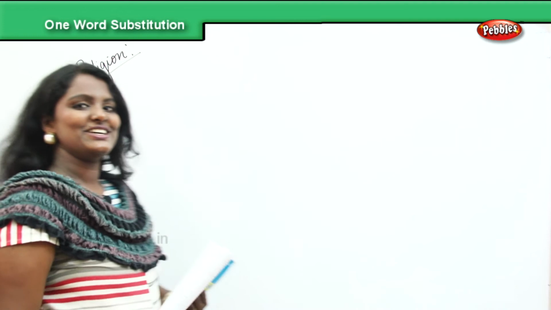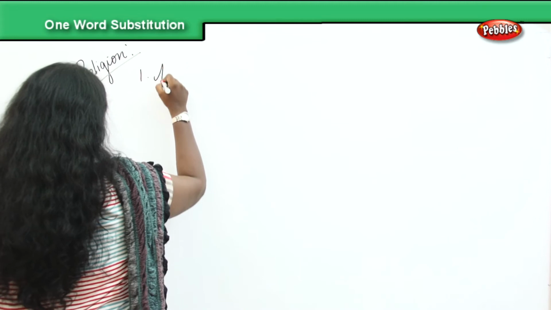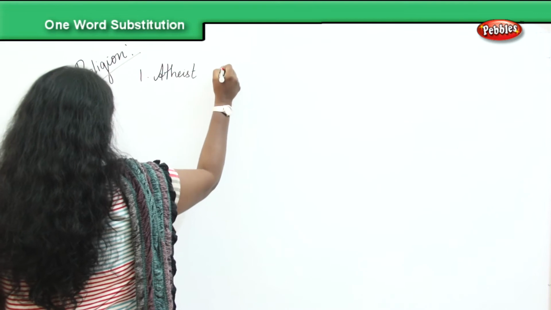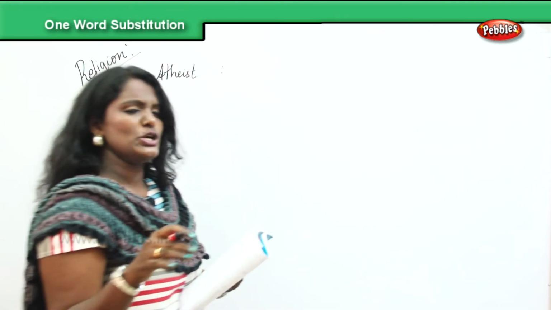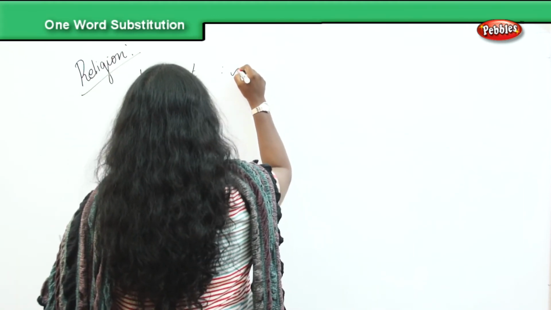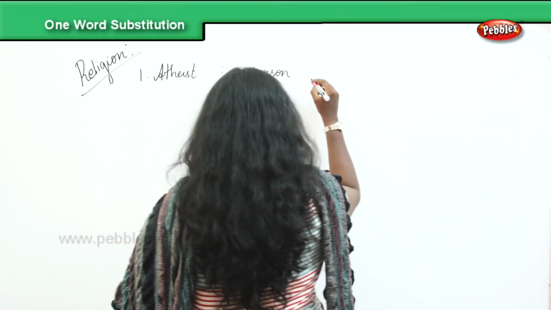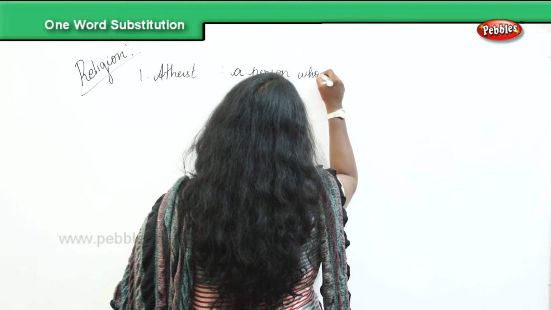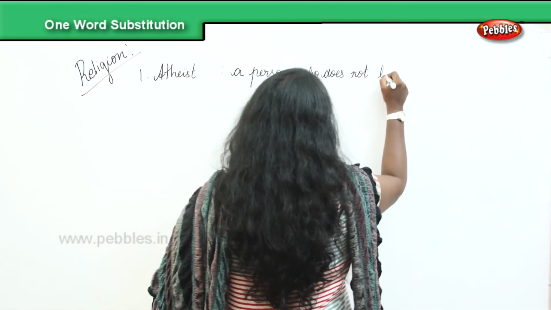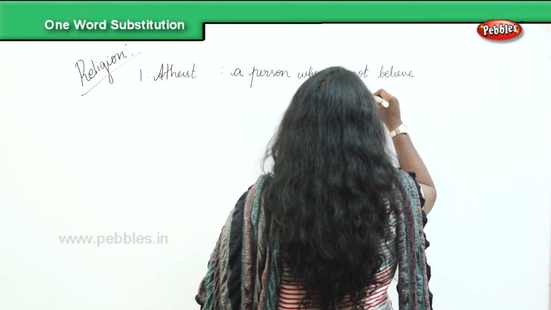So my first word under religion is atheist. I'm sure you would have come across this word. An atheist is a person who doesn't believe in any god or deities. A person who does not believe in God.